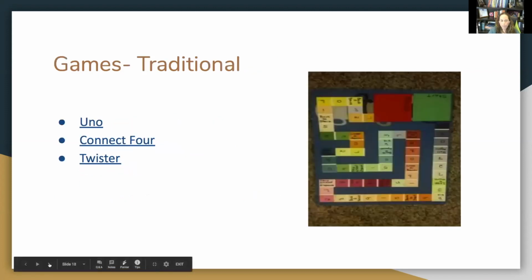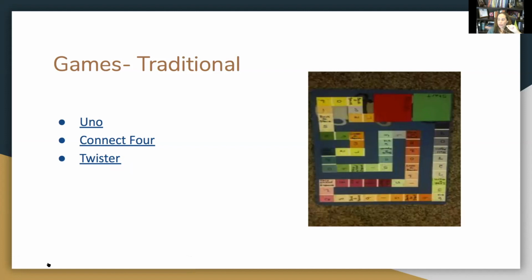Okay, so how do we use this? How do we do this? Look, again, I'm going to tell you, I am always trying to save a buck here and there if I can. And so I love traditional games, for example, like Uno, Connect Four, and Twister. The reason they're hyperlinked is that there are ideas I have put here that take you to different ways you can turn these traditional games into math games. You could just hit each of the suggestions, and it will take you to a website that has different ideas on what you could do with these traditional games.